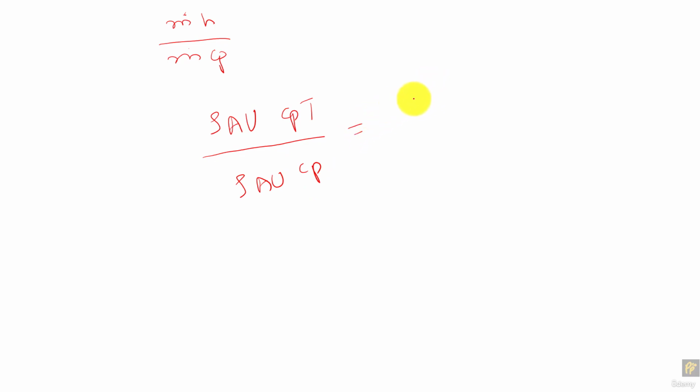Okay, so we have the equation that says this is m dot Cp, and in the numerator we have the m dot h. So I can write down this equation as rho Av, and the h I can write down as CpT, divided by rho Av into Cp.